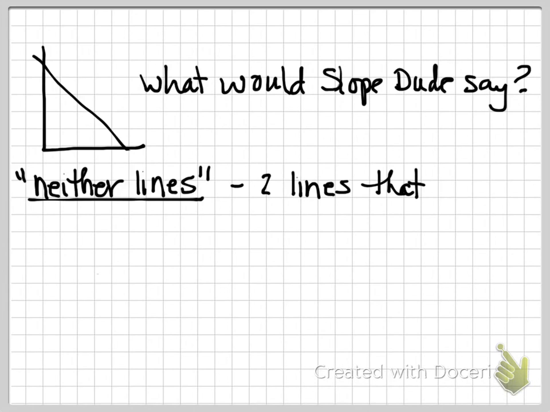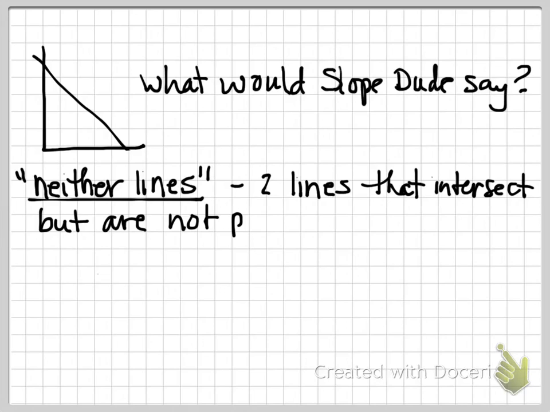So lines fall into two major categories, parallel or everything else. The everything else is they intersect. So the two lines that intersect, but are not perpendicular. Oh, perpendicular.